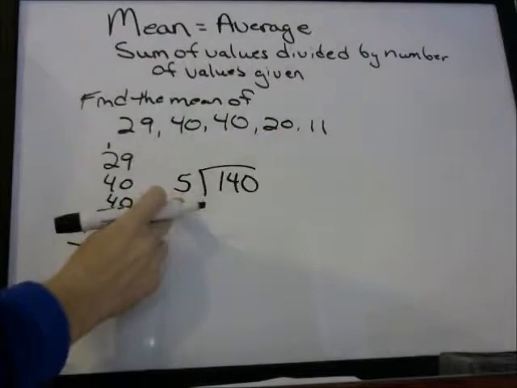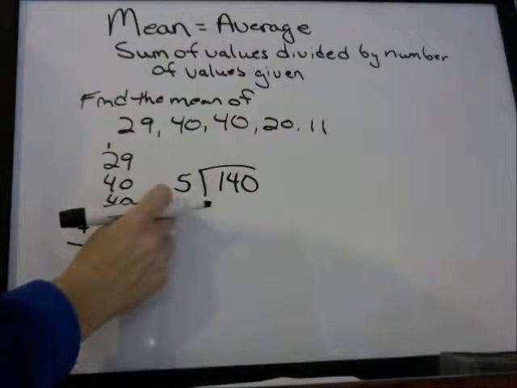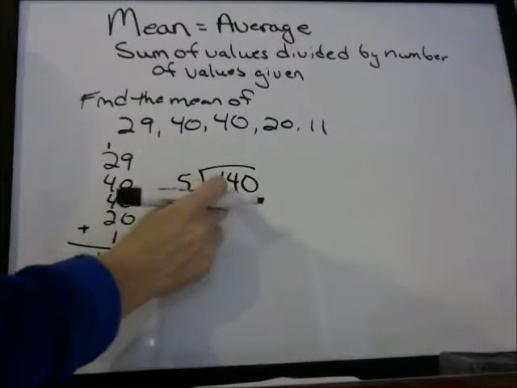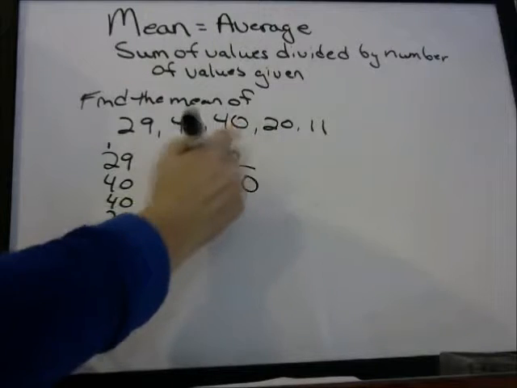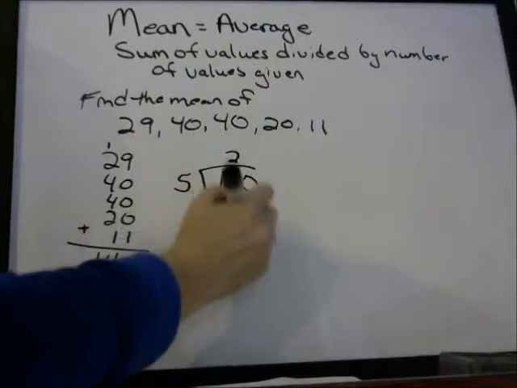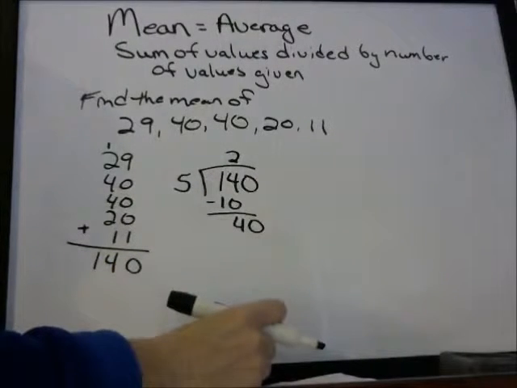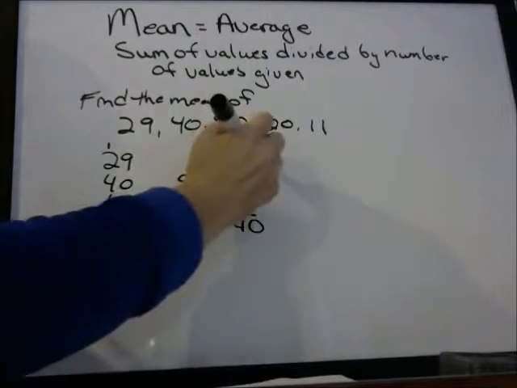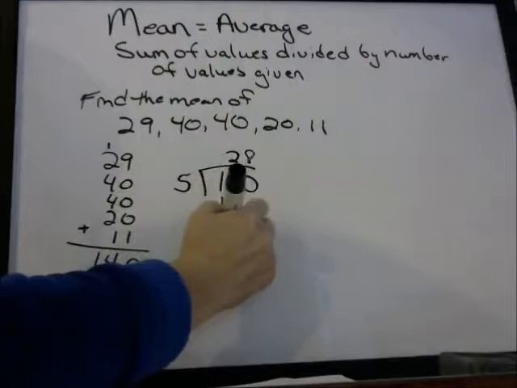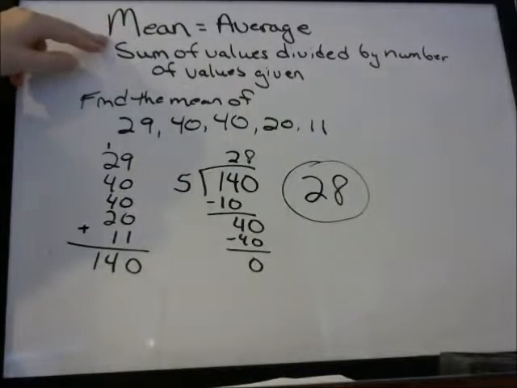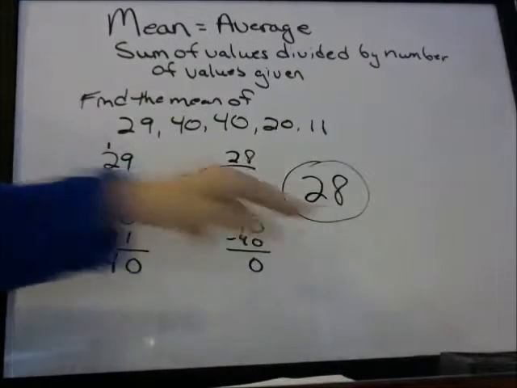Again, you need to know how to do this by hand, but in this kind of problem you can use your calculator as well. 140 divided by 5. 5 goes into 1 0 times. 5 goes into 14 2 times. 2 times 5 is 10. 14 minus 10 is 4. Bring the 0 down. Again, if you don't know how to do this, watch the videos way at the beginning. Some of the first videos I posted are about division. 5 goes into 40 8 times, and that's our answer, 28. So the average, or the mean, of these values is 28.